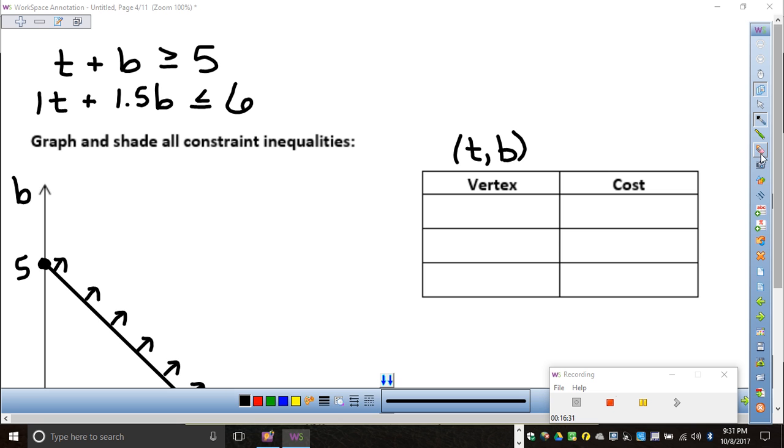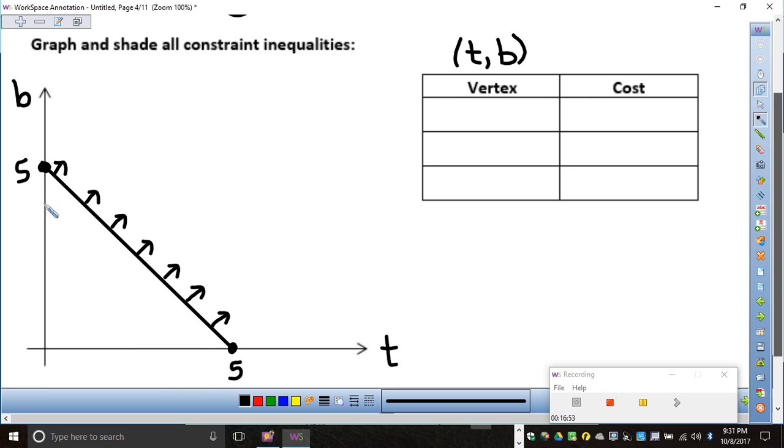All right, looking at our next inequality, we're going to think about the equation 1t plus 1.5b equals 6. If we do our intercept method, if b is 0, so we're covering this whole thing up, the t-intercept is 6. If t is 0, the b-intercept is 4. The b-intercept was 4, the t-intercept was 6.